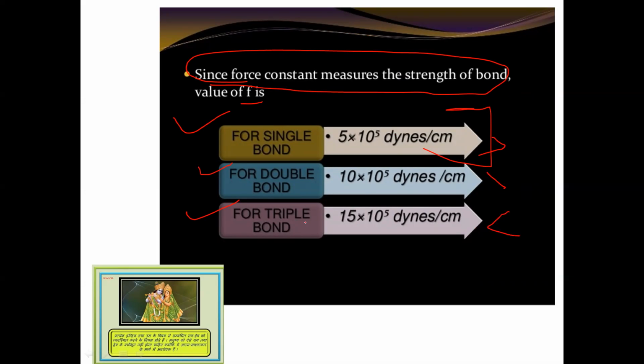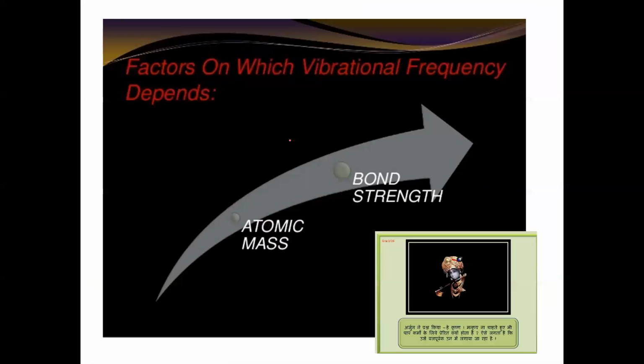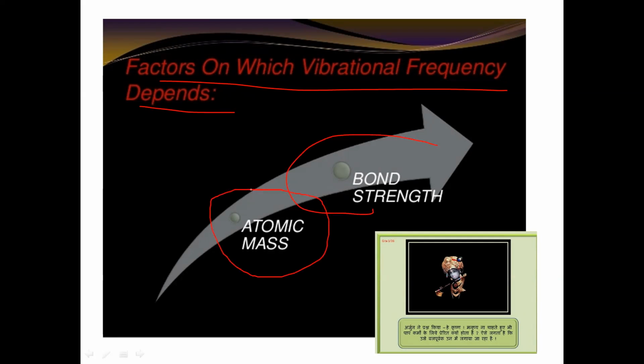Okay, so first of all, for the triple bond the force constant will be higher, then the double, then the single. The force constant depends on the strength of the bonds, and the strength of a triple bond is much higher as compared to a double, and as compared to a single. Factors on which vibration frequency depends: bond strength and atomic mass. There are two factors on which vibrational frequency depends.